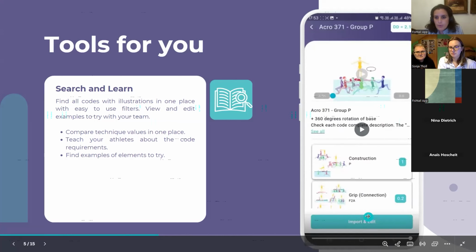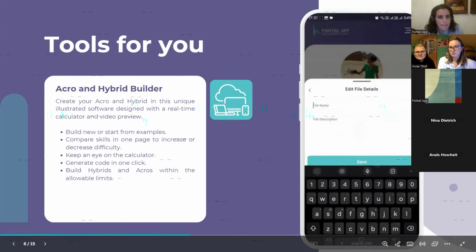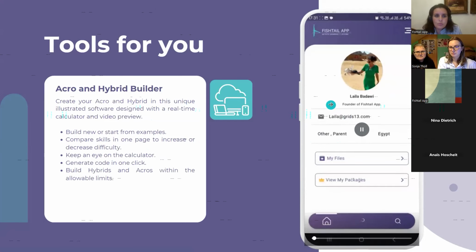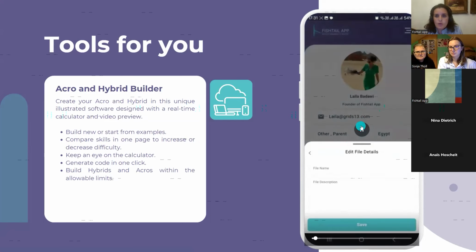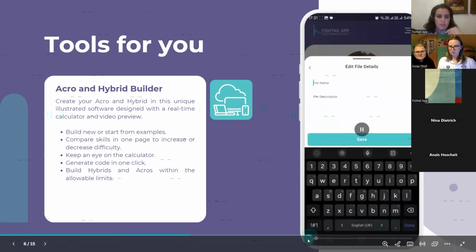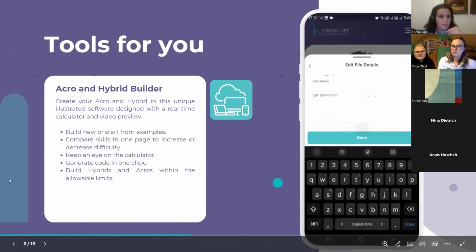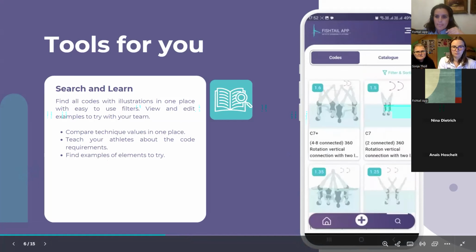If you click on import and edit, this is the example where I wanted to show you. You go into the acro and hybrid builder. So here I will show you how you can build a hybrid from scratch, like if you have a hybrid in mind. And if you can see here, this just doesn't work, Ali, so I will go ahead like this. Okay.